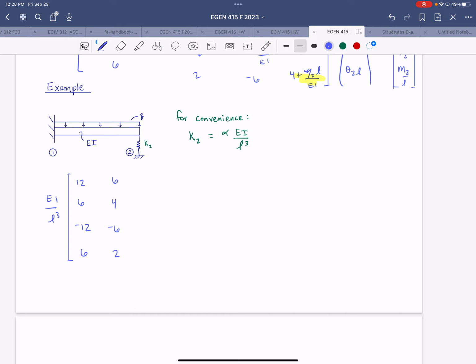Now the third column is the one associated with the vertical displacement at node 2, which is what will be affected by this linear spring. So we're going to have negative 12, negative 6, and then 12 plus alpha, and then negative 6. And then in the last column, it's going to be business as usual because there's no rotational spring at node 2. So 6, 2, negative 6, and 4.